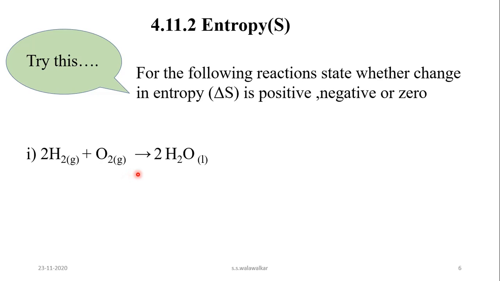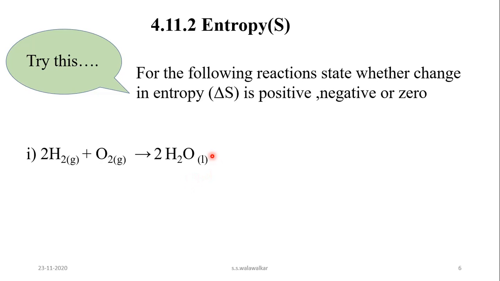This is the reaction. So by observing the reaction, you can say whether delta S is positive or negative. Now here on the reactant side, 2 moles of hydrogen gas and 1 mole of oxygen gas are there. So 3 moles of gaseous reactants are there, and here the product is in a liquid state. 2 moles of water in the liquid state are there.